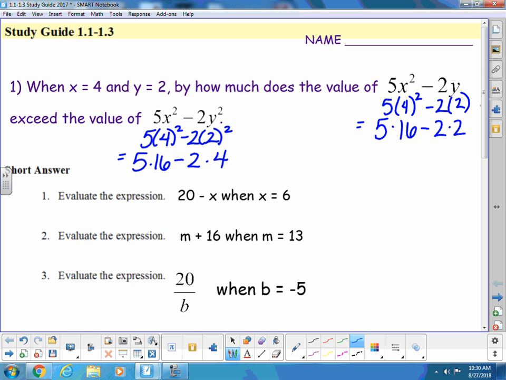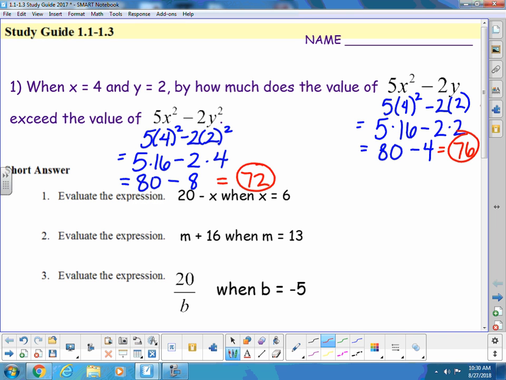Next, multiplication and division from left to right. 5 times 16 gives me 80. And 2 times 4 gives me 8. Over here I get 80 also, but 2 times 2 gives me 4. This guy, when I do my subtraction as the final step, will simplify to 72. And this guy will simplify to 76.